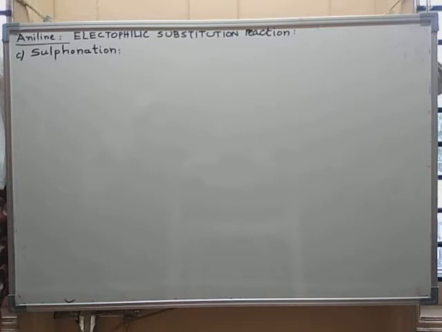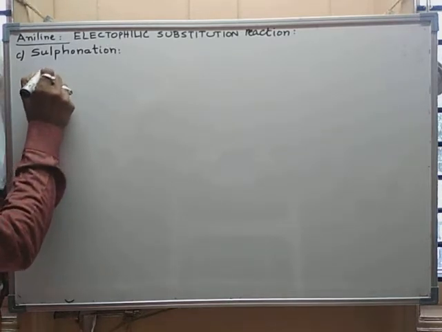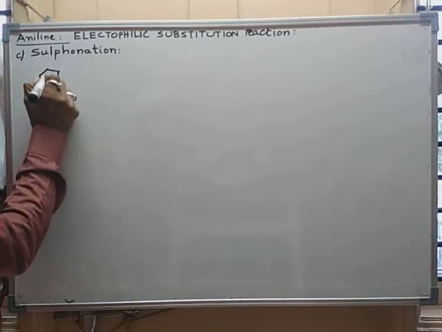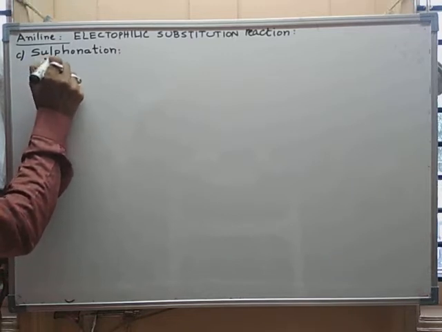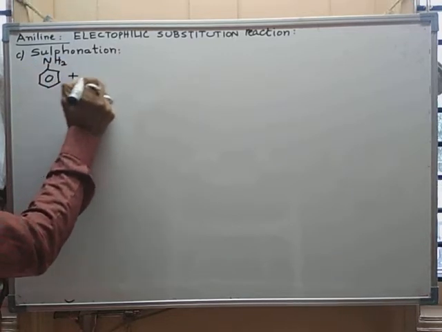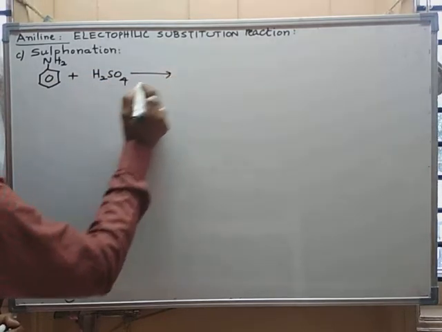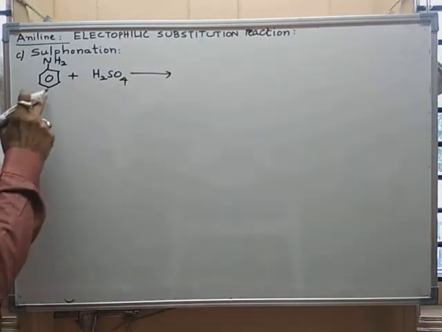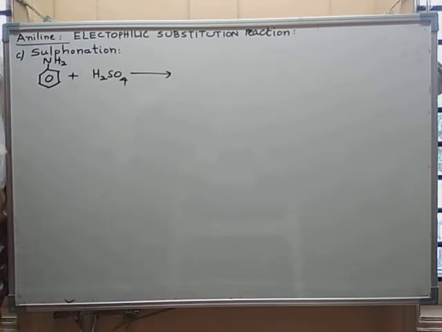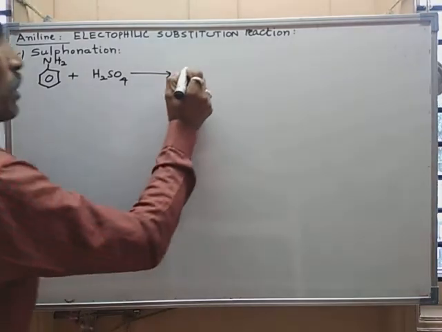In this case, the compound taken is sulfuric acid. So how do you write? This is aniline, NH2, with sulfuric acid, just normal conditions maintained. Sulfuric acid is an acid and aniline, as we already described, is a base. Acid and base: a salt is formed immediately.